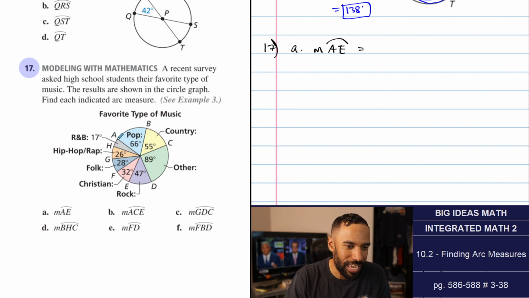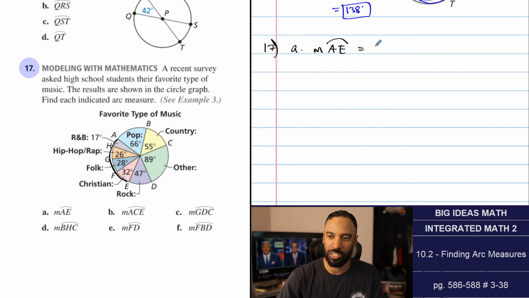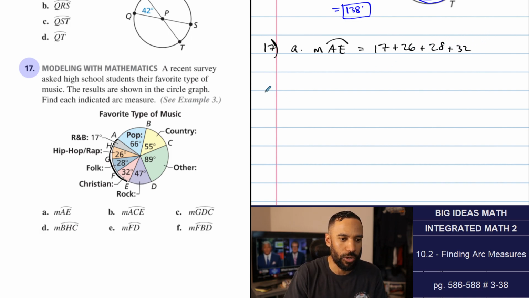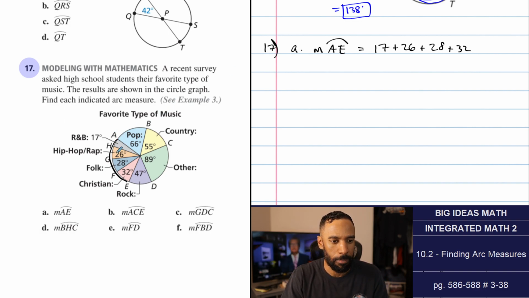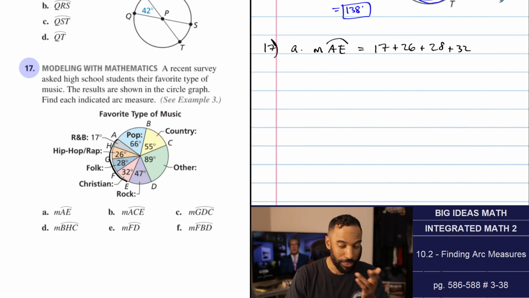From A to E, we go the minor route, and we're going to be adding some values up. We have 17, 26, 28 and 32. So all four of those, this is what I can at least say out loud. We're adding all of R&B, hip-hop, rap, folk, and Christian folk as we find their degrees. Remember, it's not a percent. We do degrees. So this is 43, and then 71, and then 103.